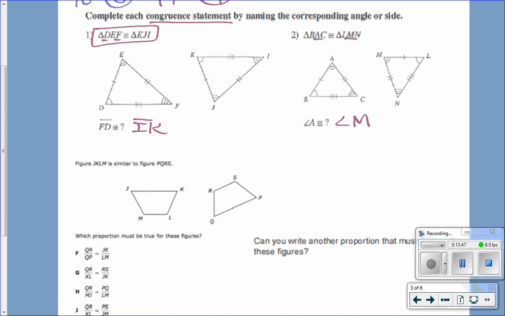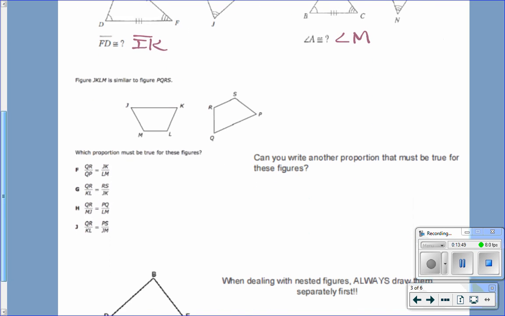So with that said, let's look at this problem here. I think this one showed up on STAAR before. I think it was 7th grade. This is a 7th grade test. So figure JKLM is similar to figure PQRS. That's your congruent statement in words. Okay? You don't even need the picture. So, which proportion must be true for these figures?